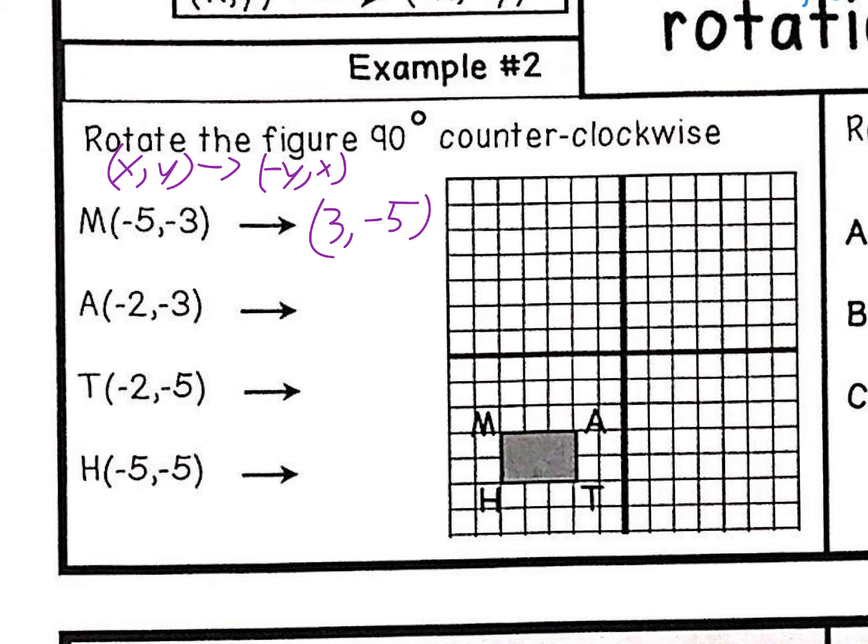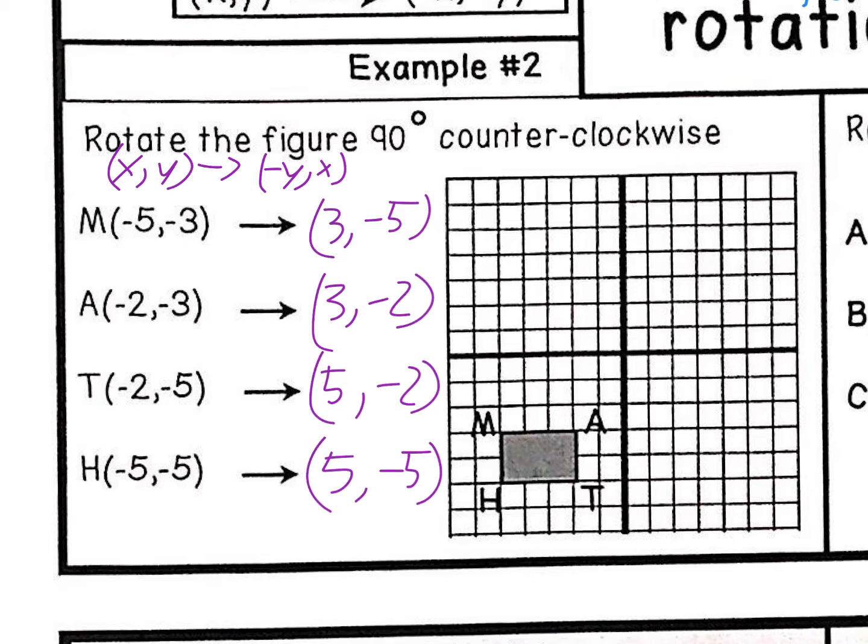A will go from (-2, -3) to (3, -2). T will go from (-2, -5) to (5, -2). And H will go from (-5, -5) to (5, -5).